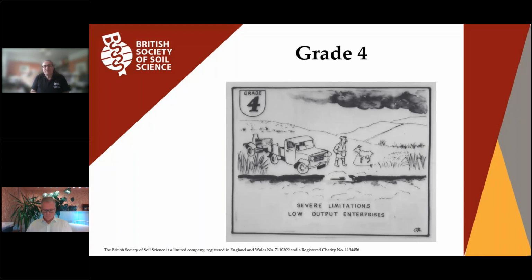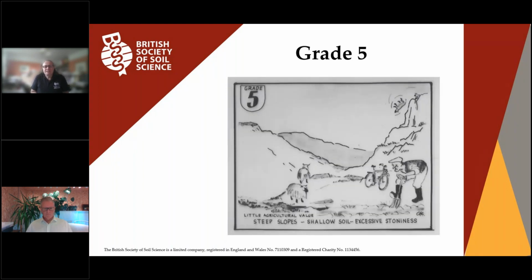And then moving on to grade 5. Well, this is pretty poor land, and the farmer won't be able to get a great deal of output from his land, but it has, of course, it might well have other environmental benefits.